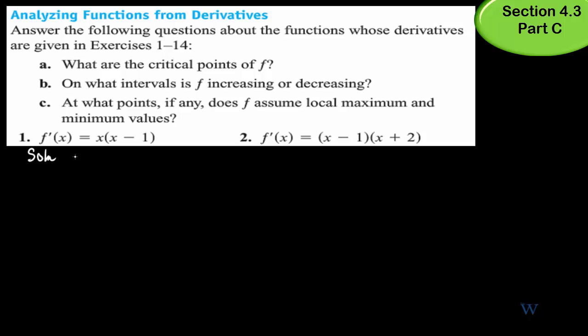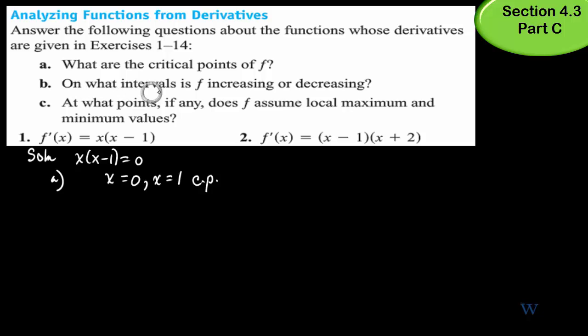So first we take x times (x minus 1) equal to 0. Remember, the derivative is already given, so you don't even have to take the first derivative. All you have to do is set the first derivative to 0 to get the critical points. That happens when x is equal to 0, because then the whole thing is 0, and also when x is equal to 1. So these are your critical points. That answers letter A.